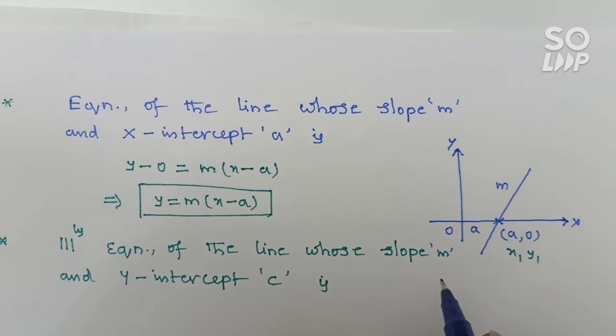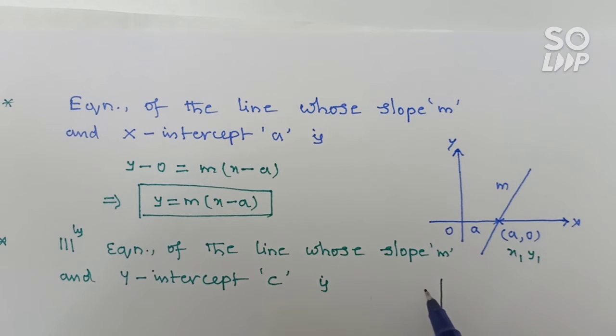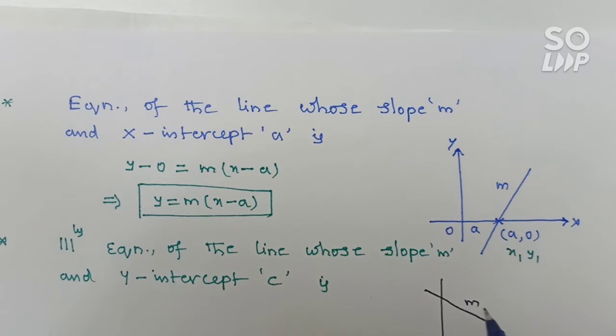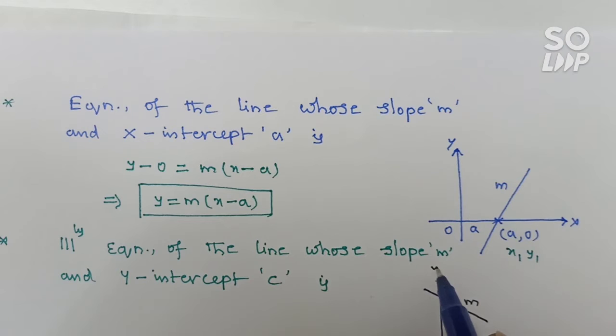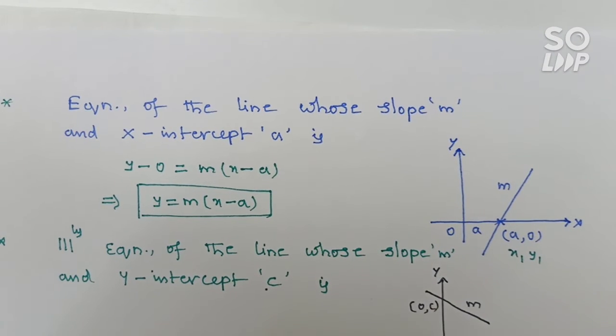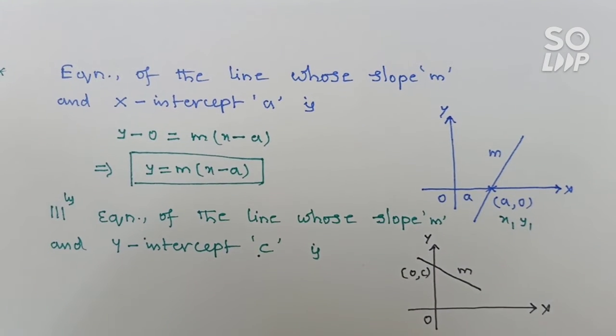See, first of all you draw the corresponding figure. So this is the y-axis and this one is the x-axis, right? If a line is intersecting, here the slope is m. Y-intercept means the required line must intersect the y-axis. The y-intercept is given as c. So this point is 0 comma c. Now clearly the required line passes through the point 0 comma c and has slope m.